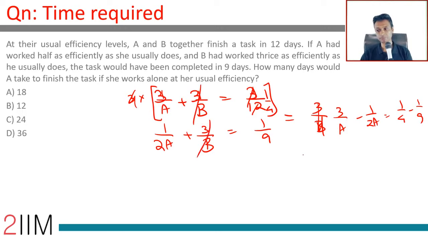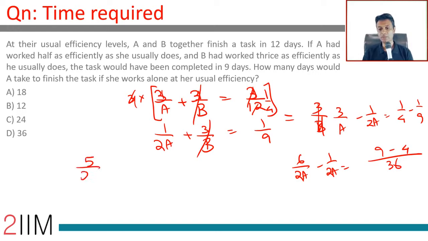This will disappear. 3 by A minus 1 by 2A, that is 6 by 2A minus 1 by 2A equals 9 by 36 minus 4 by 36, or 5 by 2A equals 5 by 36. 2A is 36 or A is 18. A alone at usual efficiency will take 18 days to finish the task.